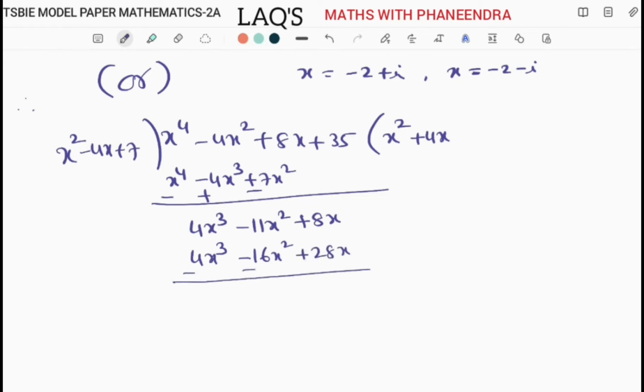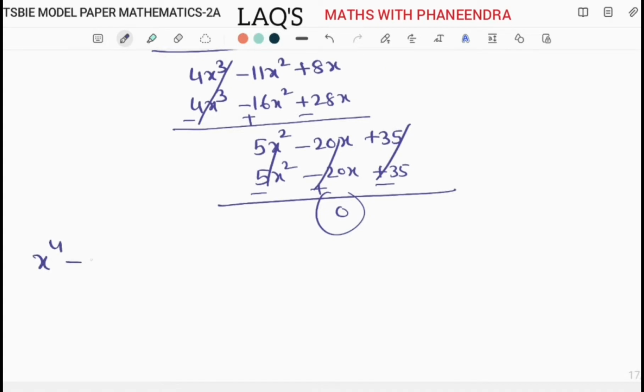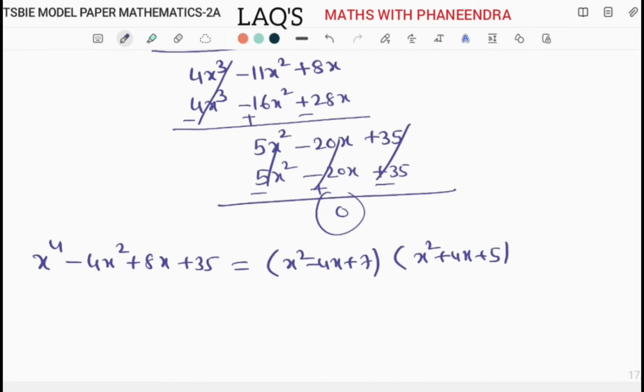So while subtracting, sign change. These two will be cancelled. 16 minus 11 is 5, 5x square minus 20x. Here plus 35, take down. So how many times? Plus 5 times. 5 into x square, 5x square, minus 5 into 20x, 5 into 7, 35. So while subtracting, all sign change. So the f of x value we can express as the product of these two values. So x power 4 minus 4x square plus 8x plus 35 can be written as x square minus 4x plus 7 into x square plus 4x plus 5. So already for this the roots are 2 minus i root 3, 2 plus i root 3.